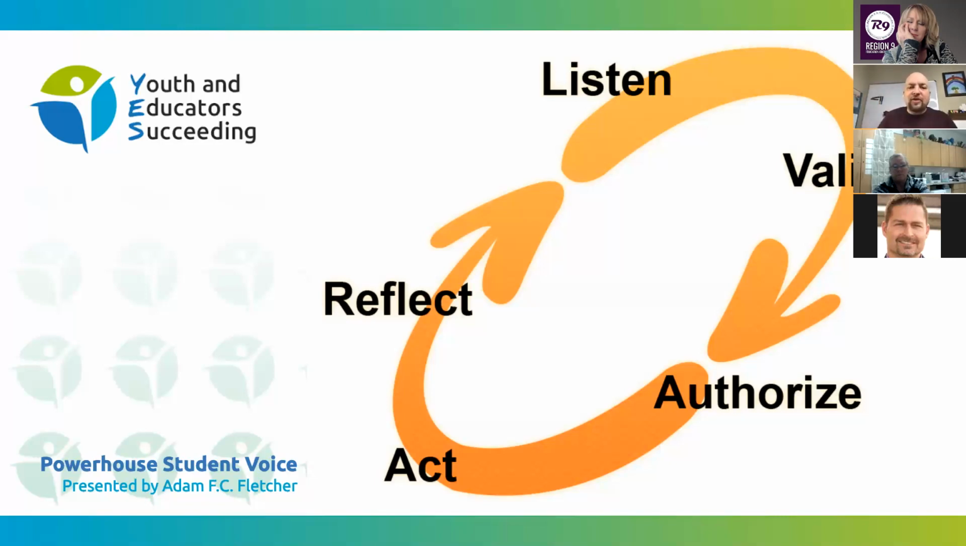Let's take a look at the next step on this cycle of engagement and really how to listen to student voice, how to engage student voice on purpose. We listen to students, we validate students, we authorize students. Then we take action with students.